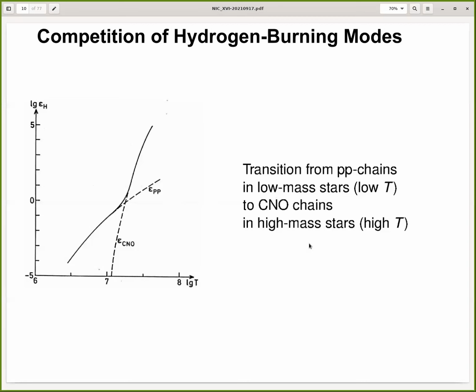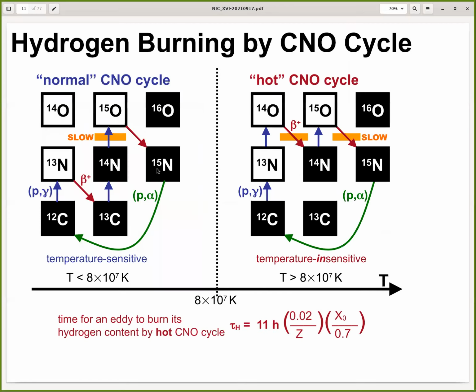There's also something else that can happen as we reach higher temperatures. So here we have the cycle that we just looked at, the CNO cycle. What we have here is the proton capture, decay, capture, and then we have this very slow capture of a proton onto nitrogen 14, making oxygen 15, we have decay, and then we have this other reaction that gets us back to carbon 12.